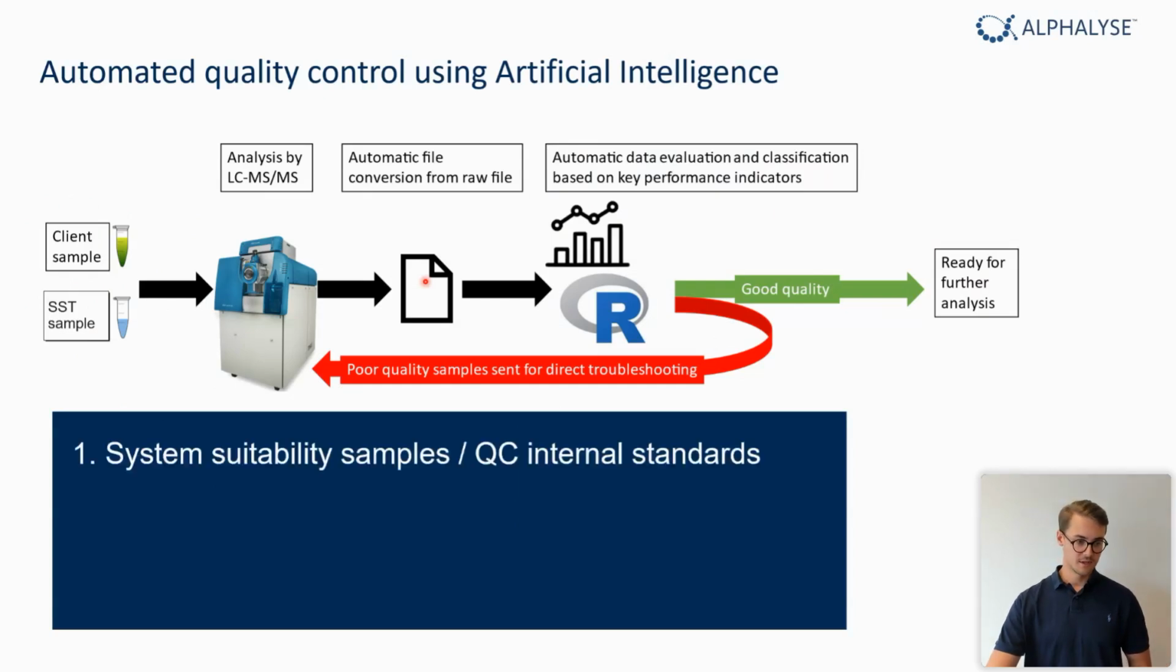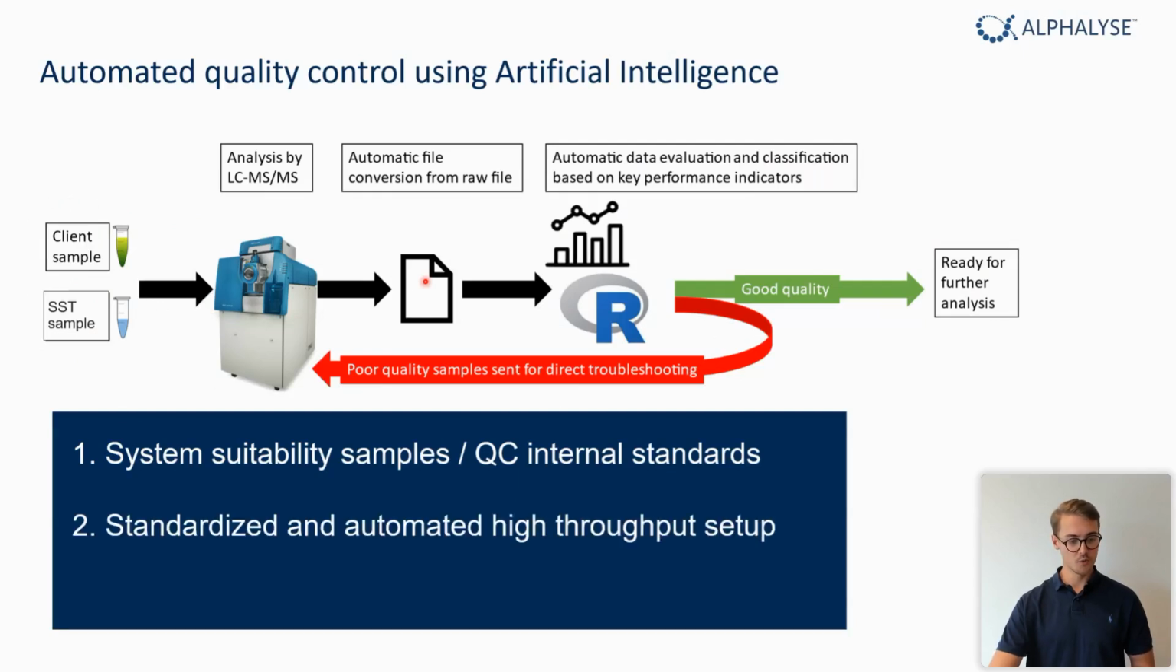So we set out to do this, and for this, of course, we needed these system suitability samples and internal protein standards. We needed a standardized and automated high throughput setup, otherwise this just wouldn't make sense to do. But this is what AlphaLISE has, so this is something we could do. And then we need an AI-based QC system. So this is something we set out to develop.